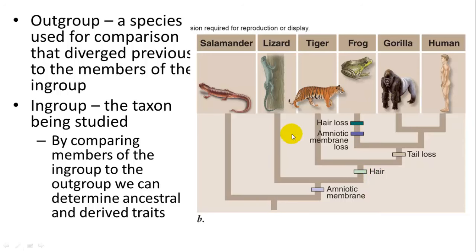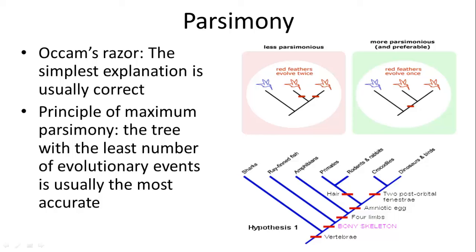And then this has more and more derived traits, such as hair. So hair is the derived trait. All of these have it. The lizard does not have hair, and neither does the salamander. So that would be the ancestral trait. All right, tail loss. Anyway, go on from there.